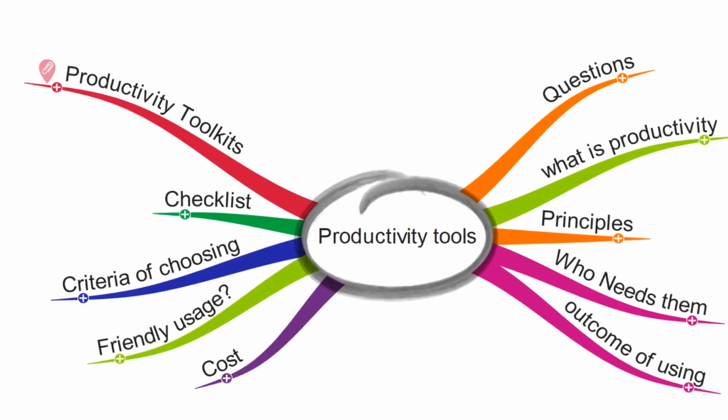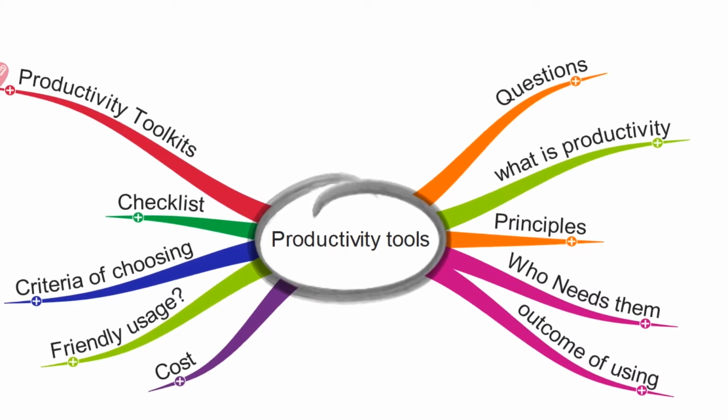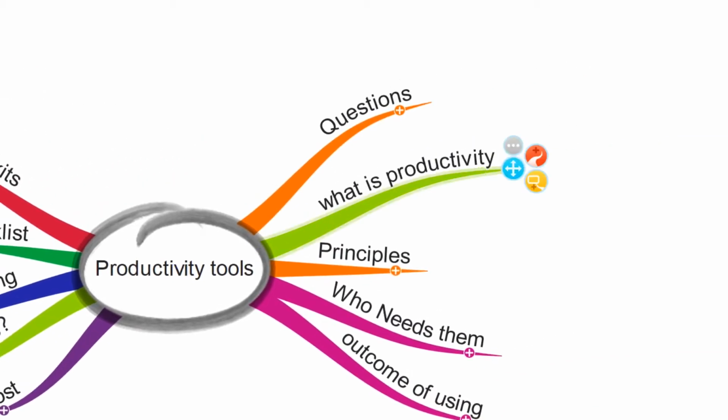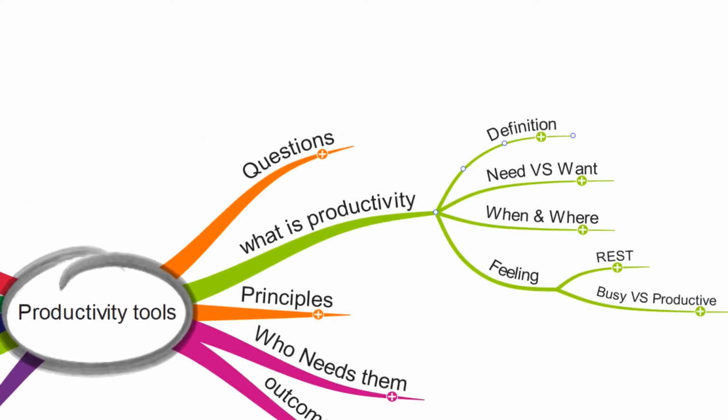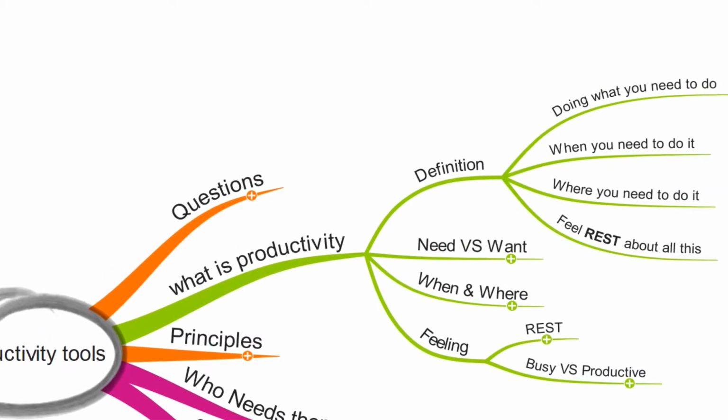The first point in the basics is going to be the definition of productivity itself. So what is productivity to you? For me, productivity is doing what you need to do, when you need to do it, where you need to do it, and feel REST about all this. So let's look at the 4 elements that I mentioned in this definition.